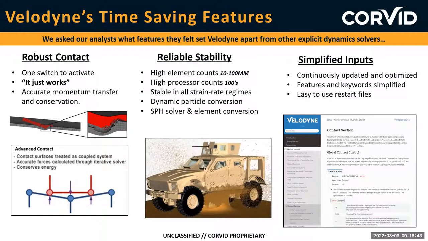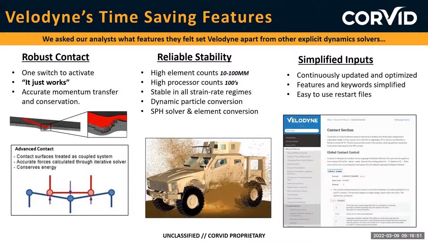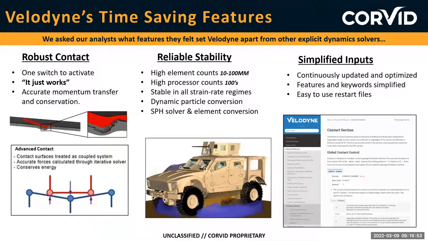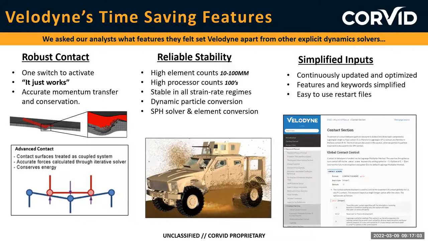The second key point was reliable stability. So Velodyne has been built from the ground up for HPC and can handle over 100 million elements across hundreds of processors with complex dynamics, material failure, and for the analyst, no fear of the code crashing randomly. Unfortunately, we still haven't found a solution for user error, and I'm probably one of the biggest culprits of that one.